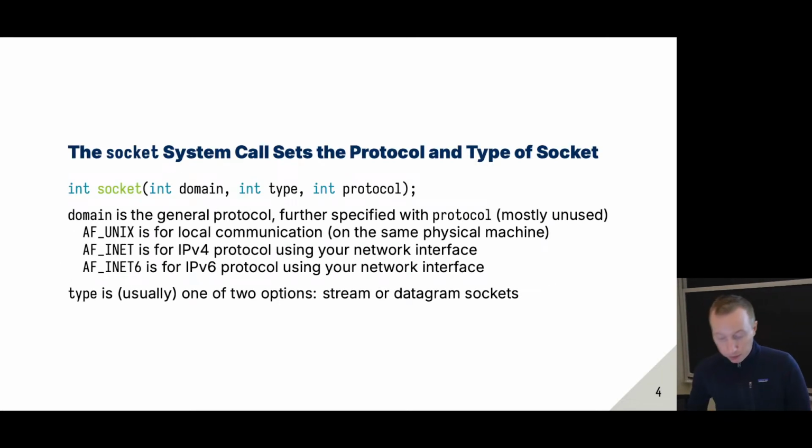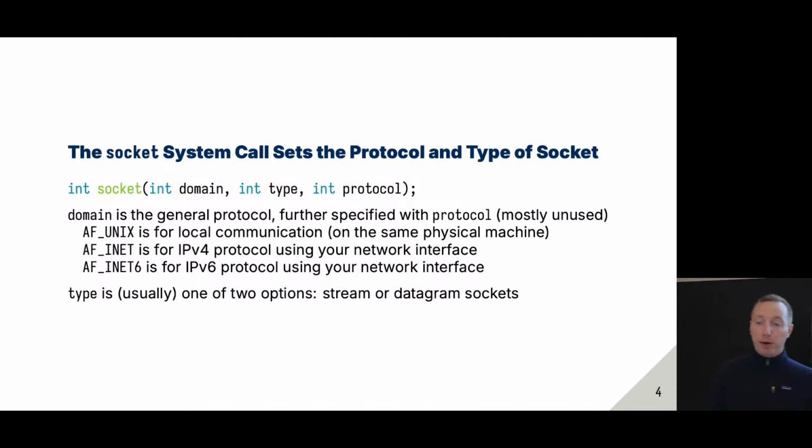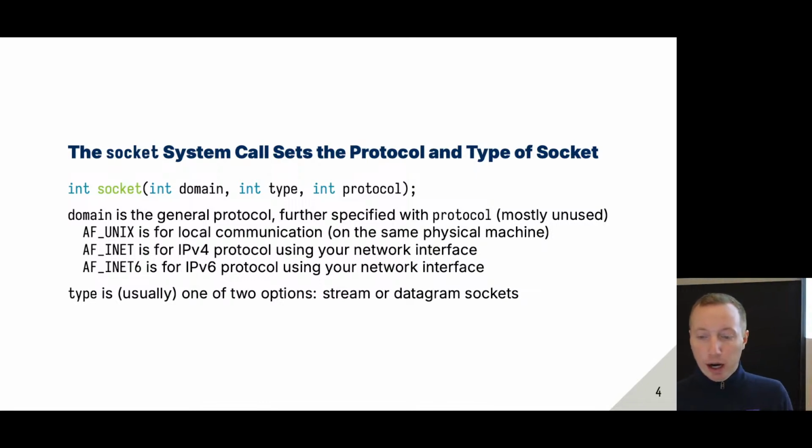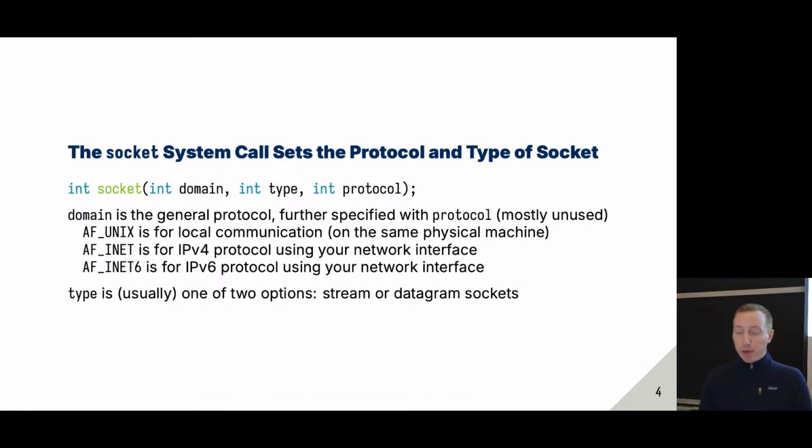So what does the system call look like that both have to use? Well, it has 3 arguments. 1 really isn't used. There's int domain, int type, int protocol. Domain is the general protocol, and it tells you what kind of name you want to connect to. The 3 main options for domain are, first, AF_UNIX. That's for local communication on the same physical machine. That means the name you're going to provide looks like a file name.